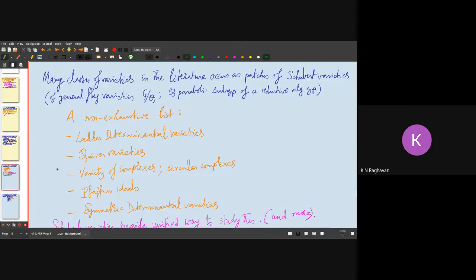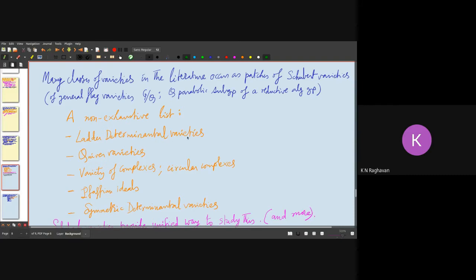Okay, so let me finally end, in the last few minutes, with some general comments. Many classes of varieties in the literature occur as patches of Schubert varieties. Maybe not just of the Grassmannian, but of more general flag varieties G mod Q, where Q is a parabolic subgroup of a reductive algebraic group. I mean, this is a non-exhaustive list, and I will not write down names here because there are too many names, and I'm afraid there will be errors of omission if I start writing, but I'll try to mention some names.